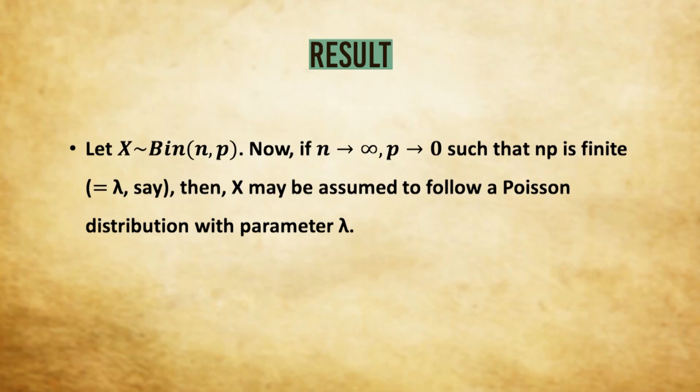I'd like you to recall that a discrete random variable may take up two types of values, either finite number of values or countably infinite number of values. In case of binomial distribution, we consider finite number of values, and in case of Poisson distribution, we consider countably infinite number of values. There is a very important result that we have to remember. Suppose x follows a binomial distribution with parameters n and p. Now, if n is very large, that is if n tends to infinity, and p is very small, that p tends to 0, such that np is finite, suppose this finite value is denoted by lambda, then x may be assumed to follow a Poisson distribution with parameter lambda.